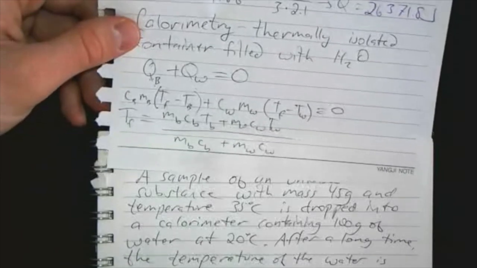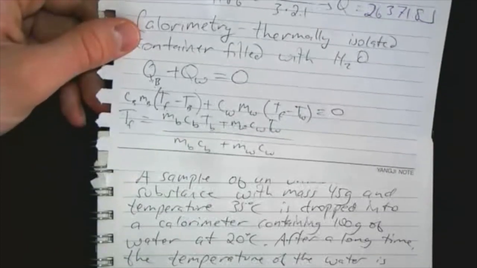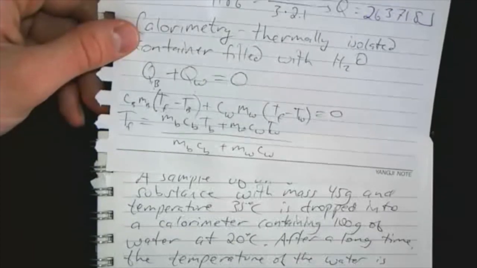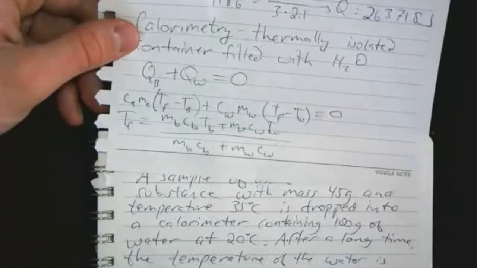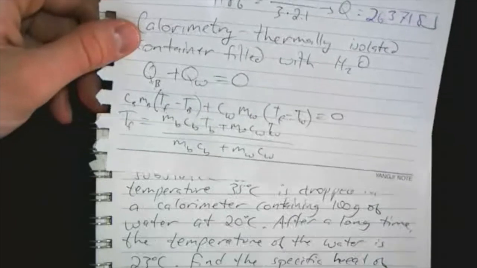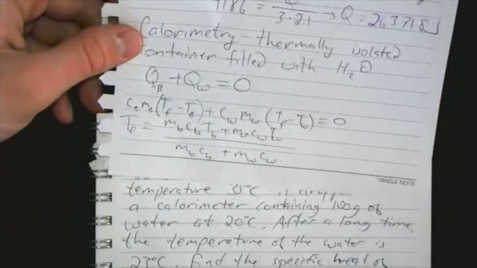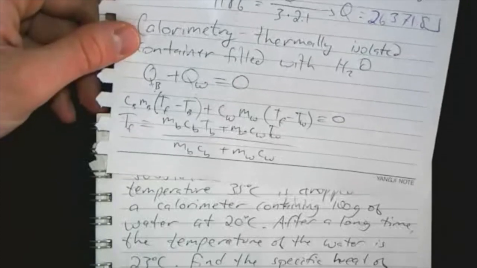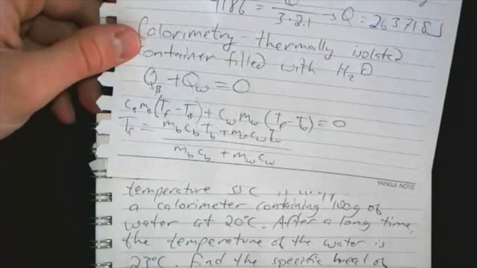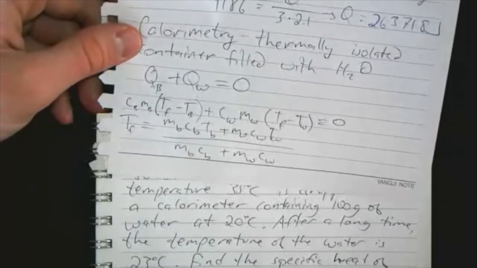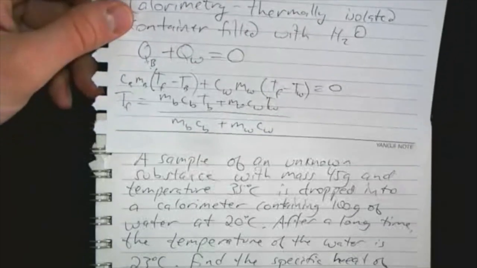plus specific heat of water, 4186. Mass of water is 100 grams. Final temperature is still 23, initial temperature 20. And this comes out negative, but when we move this over, it becomes negative, and the negatives go away, equals 0. And we punch all that in, and the specific heat of the unknown comes out to be 2325.5 repeating, as it turns out, joules per kilogram Kelvin.